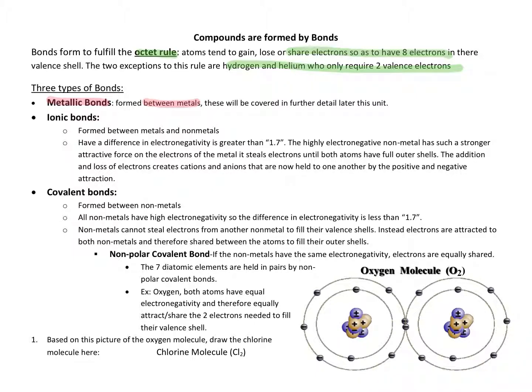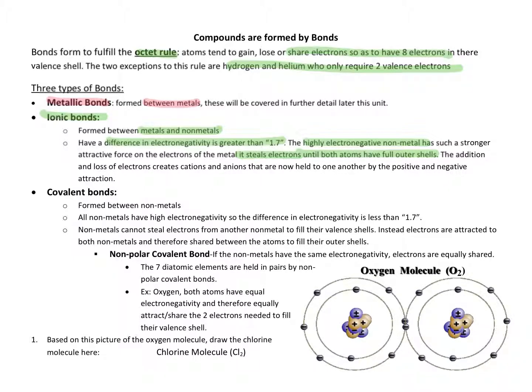Ionic compounds are formed by ionic bonds, and these form between metals and nonmetals. They have a difference of electronegativity greater than 1.7. Because of this, the highly electronegative nonmetal has such a stronger attractive force to the electrons of the metal, it steals electrons until both atoms have full outer shells. So this is how ionic compounds satisfy the octet rule, by stealing and giving electrons, and therefore someone ends up with 8 and someone has lost their outer shell, so their lower shell has 8.